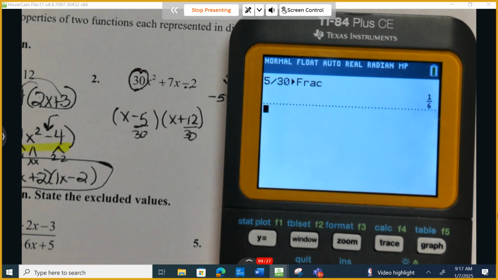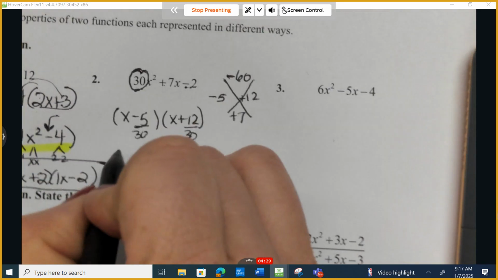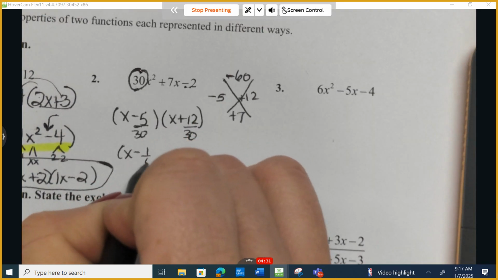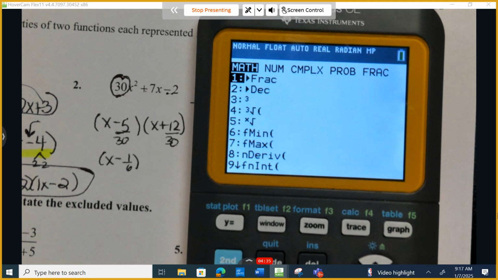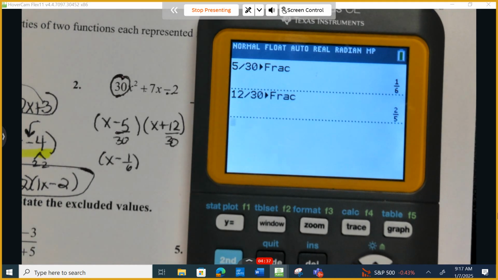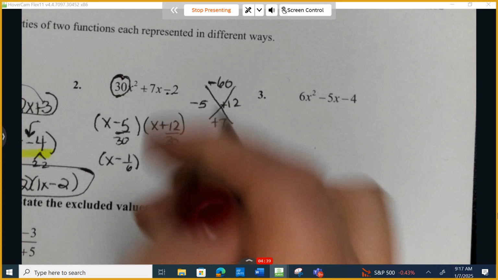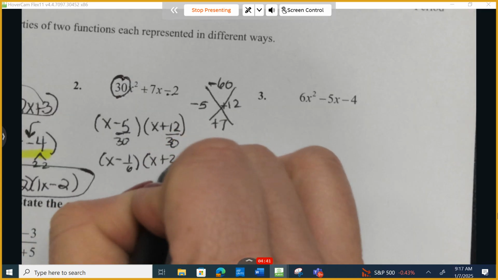Now, if you can do that in your head, that's going to be faster. So I want to rewrite this as x minus 1/6. I'm going to do the same thing. 12 divided by 30, math, fraction, enter, enter. If you can do it in your head, great. If not, we're going to use a calculator to assist us, x plus 2/5.